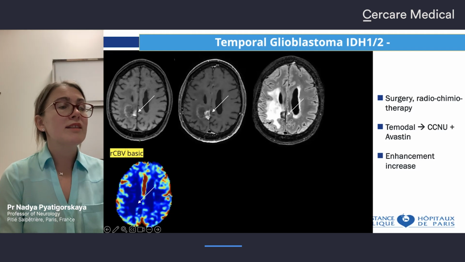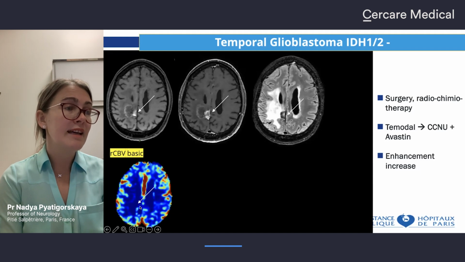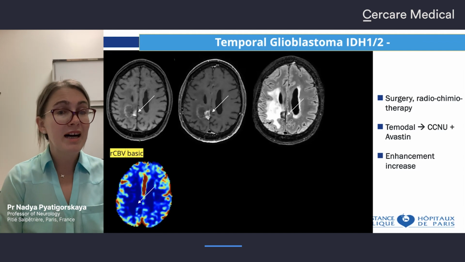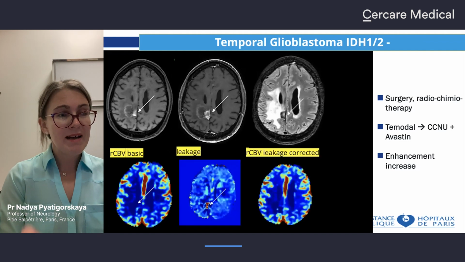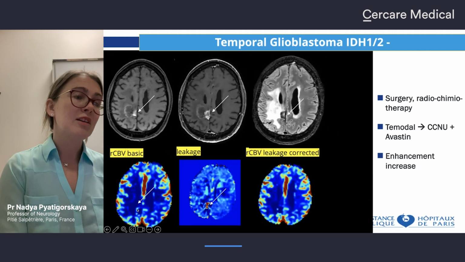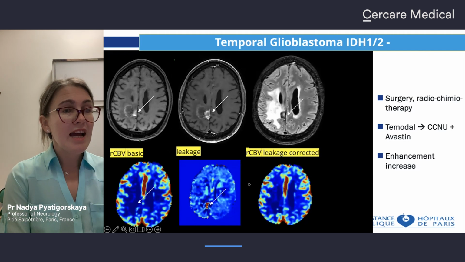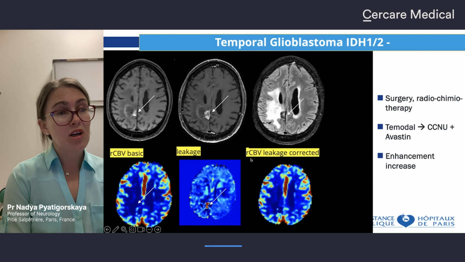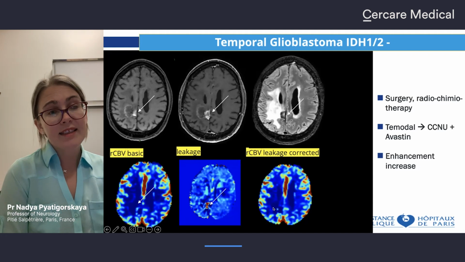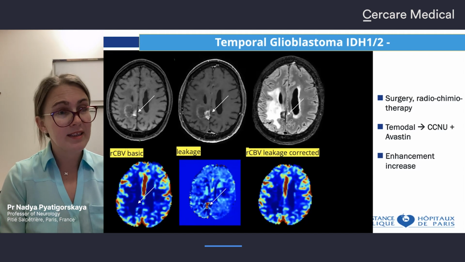So what does this contrast enhancement mean? We will look at the RCBV map. On the RCBV map, we see some hyperperfusion corresponding exactly to this contrast enhancement. So we'll think, okay, it might be a progression. But when we look at the RCBV map, we should also think that some of this hyperperfusion might not be hyperperfusion, but just leakage. And in these cases, we should always look at RCBV that is leakage corrected. And actually, when we look at leakage correction, there is no hyperperfusion left.